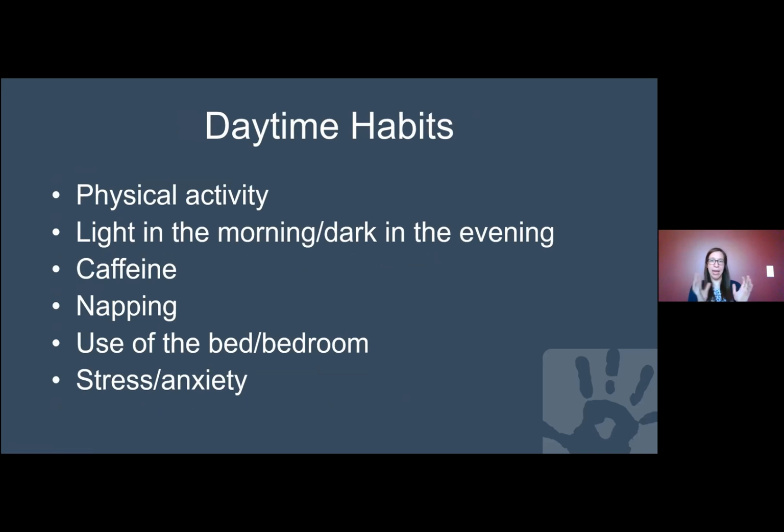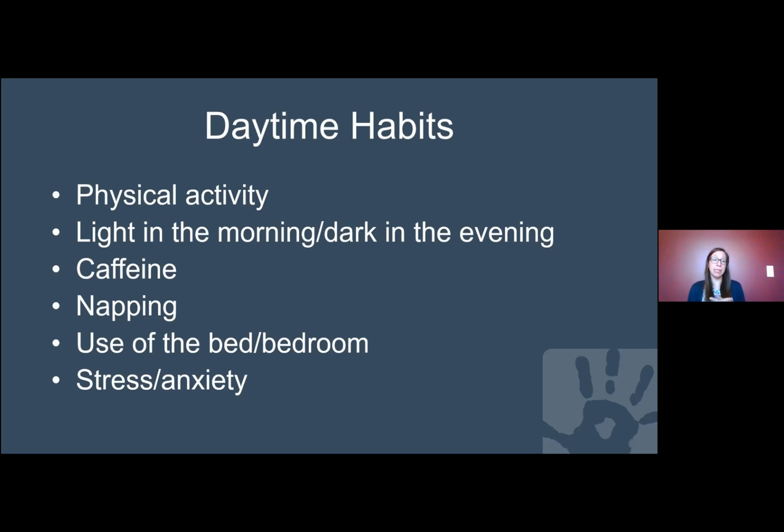Okay, so the last category here is daytime habits. So thinking about your day, physical activity during the day is very, very helpful for sleep at night. So getting at least 1 hour of active time during the day is the goal. And then also thinking about light and dark and how you're using that during the day. So light in the morning helps you wake up, dark in the evening helps you fall asleep. So thinking about how you can dim the lights in your house as we're getting closer to bedtime to make it more conducive for sleep. And again, making that room nice and dark.